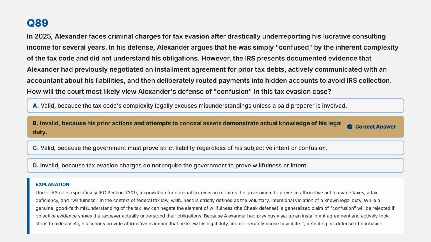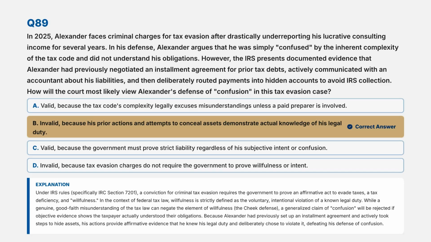The correct answer is B. Invalid, because his prior actions and attempts to conceal assets demonstrate actual knowledge of his legal duty. Under IRS rules, specifically IRC Section 7201, a conviction for criminal tax evasion requires the government to prove an affirmative act to evade taxes, a tax deficiency, and willfulness.